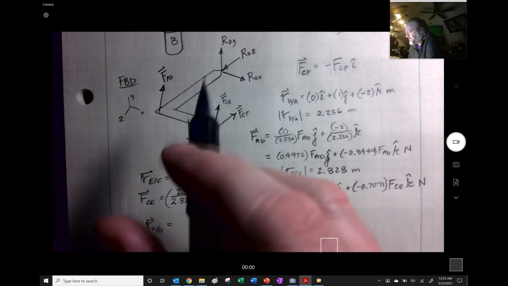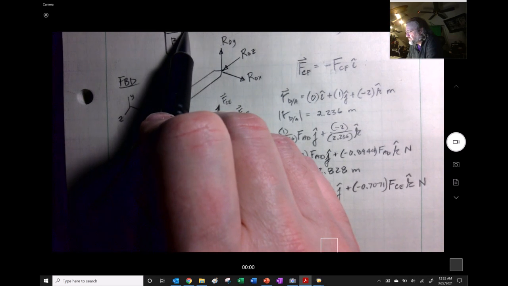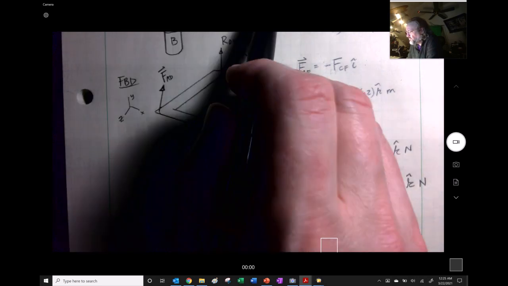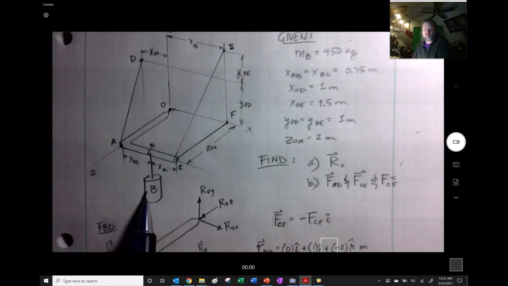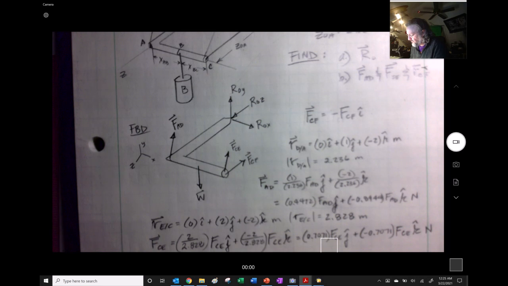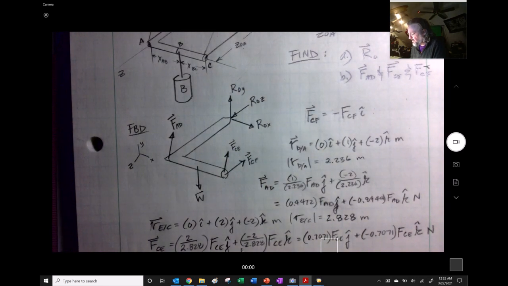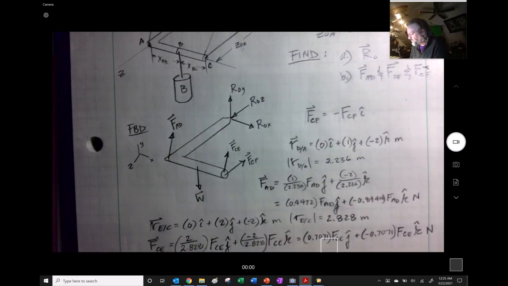It's going to be, what is AB and BC is 0.75. So it's going to be 1.5 in the x direction, and it's positive right here. So 1.5 I, 0J, and it's going to be z is going to be 2 meters, 2 in the k direction.